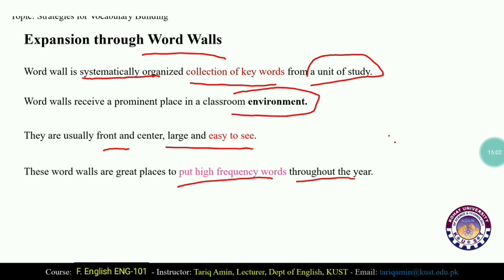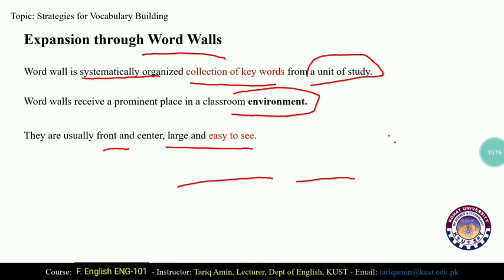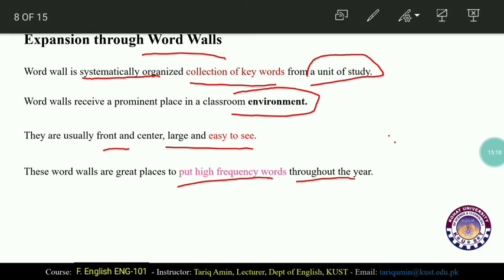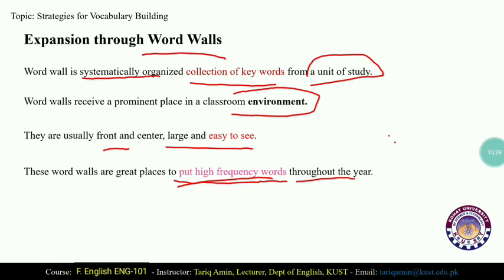And whenever other students come across those word walls, they learn from them. And these walls are also a great place to put high frequency words throughout the year. For example, you are learning the English language, and in your classroom you write high frequency words on different walls. You can put different high frequency words on that wall throughout the year, and students will learn them.